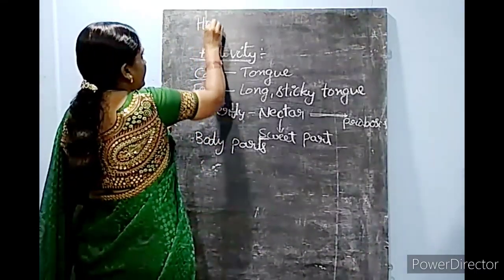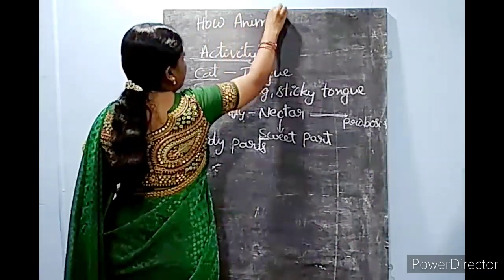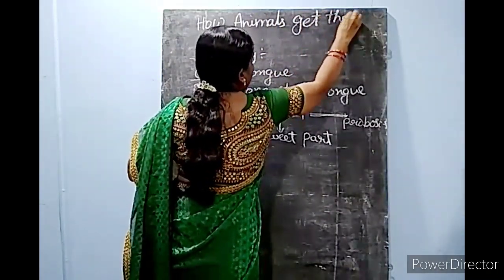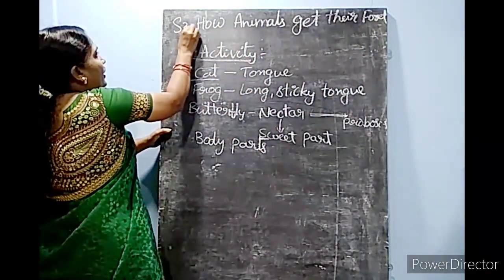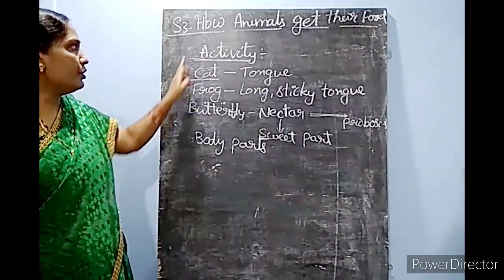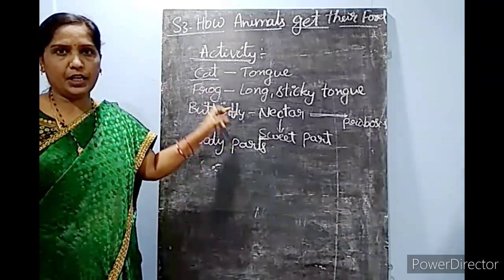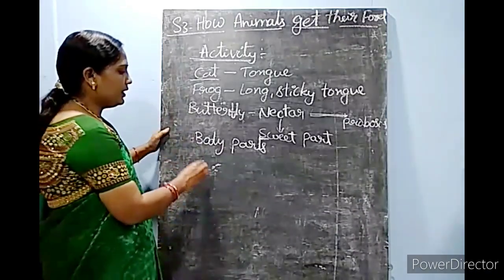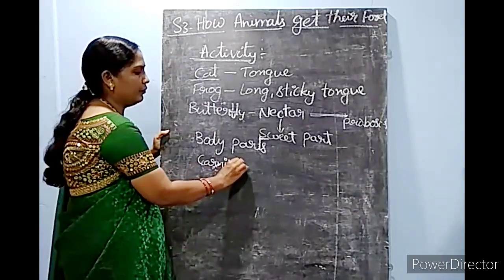What is our lesson name? How animals get their food. Our lesson is how animals get their food. Just now you observed different animals and the different body parts they use to get their food. You understood, right? Now, let's look at the carnivorous animals. Yesterday we discussed carnivores.